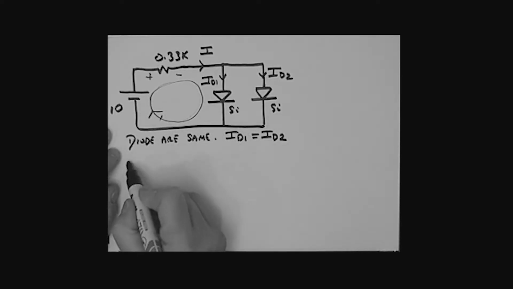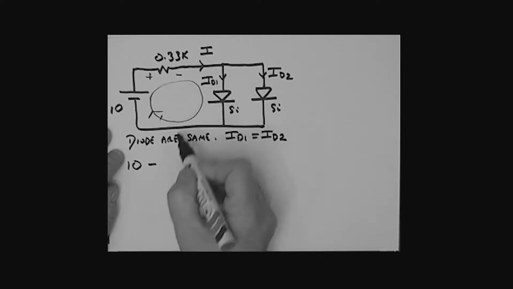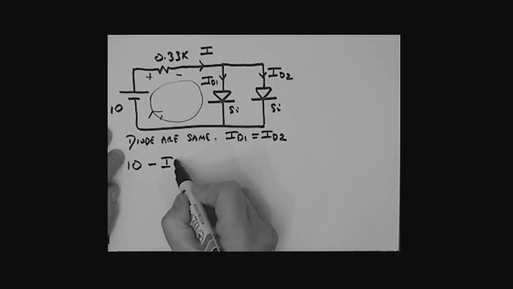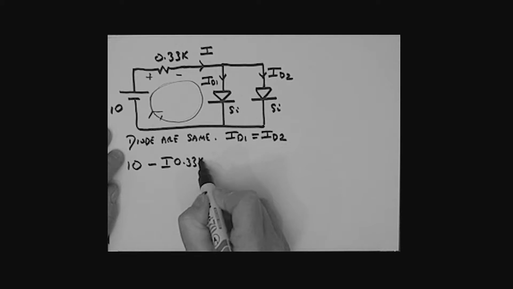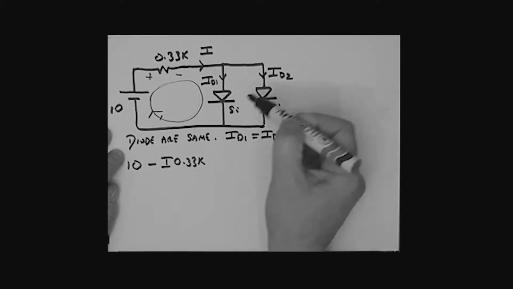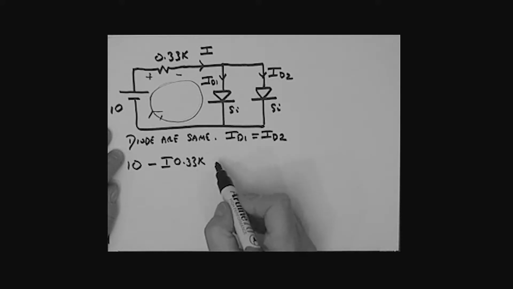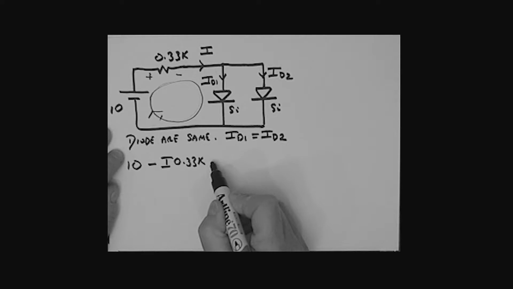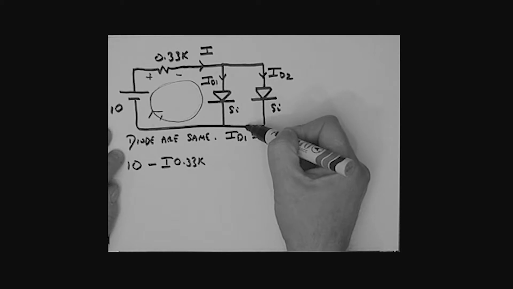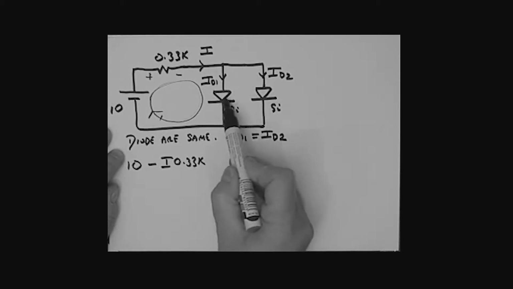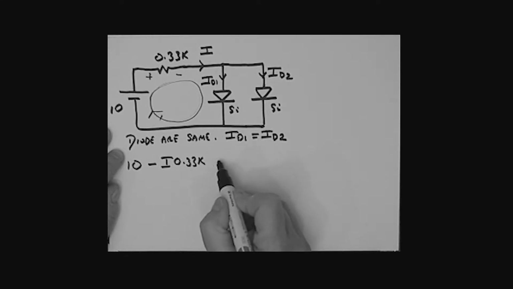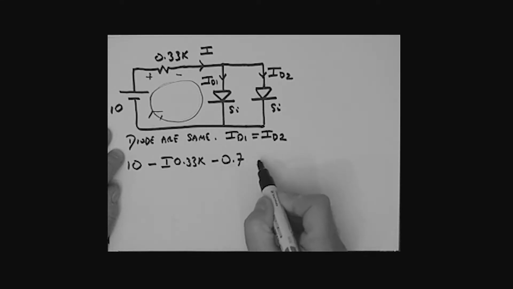So going around the loop, what do I have? I have 10, minus I times 0.33K, and then I have this voltage drop across either one of these diodes. The voltage from here to here is the same across both diodes. Using the second approximation, that voltage is 0.7. They are forward biased diodes having exactly the same characteristics. So that's a minus 0.7, and all of that is equal to 0.